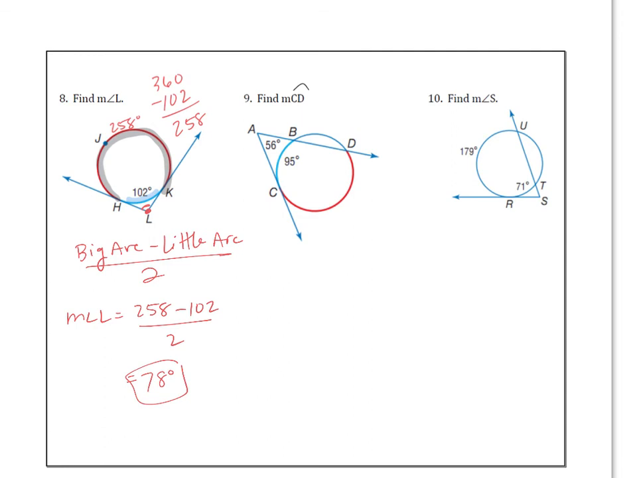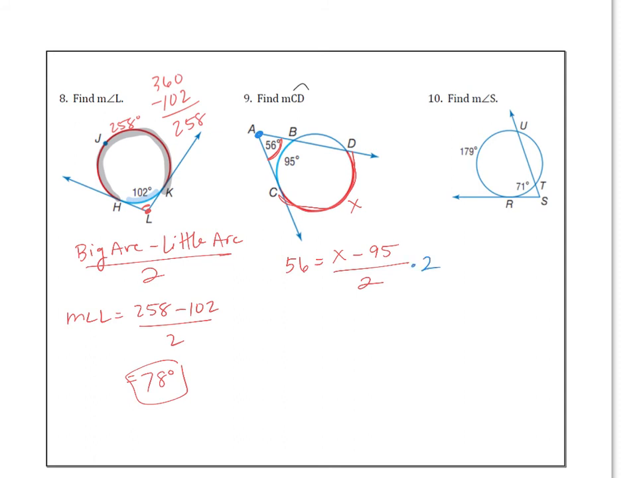Number 9. This time they gave us the angle and they want us to find the arc from C to D. So think about the process. Usually it's the angle equals the big arc, I'll call that X, minus the little arc, which in this case is 95, and divide by 2. So let's say that again. The angle equals the big arc minus the little arc divided by 2. Why is it minus? Because this angle, 56, is outside of the circle.